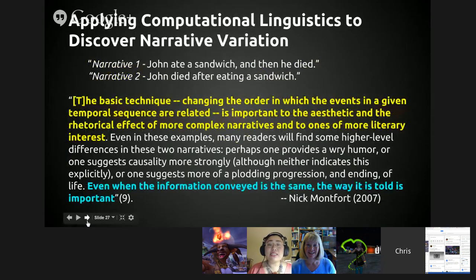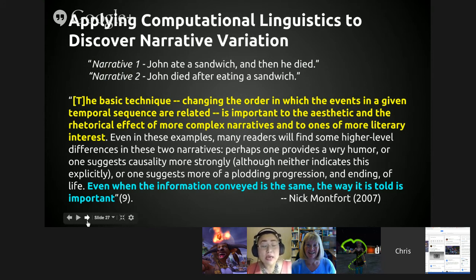Okay, now, here's the fun part. Look at how he does this. I absolutely appreciate what he's doing with this computational linguistics. I love linguistics because, you know, grammar is awesome. Look at what he's doing. Okay? Here is the same narrative told twice. Narrative one: John ate a sandwich and then he died. Okay, beginning, middle, end, right? So he died. Narrative two: John died after eating a sandwich. Okay, so we have the same story, right? But it's told two ways. This is the telling of it, okay, the expression layer.